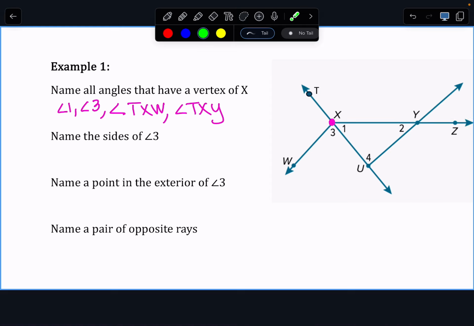Would then YX be a segment? No, YX can only be a segment, no ray. Okay. All right.